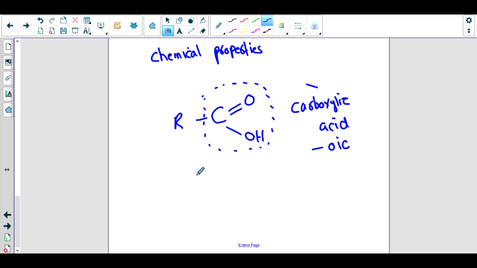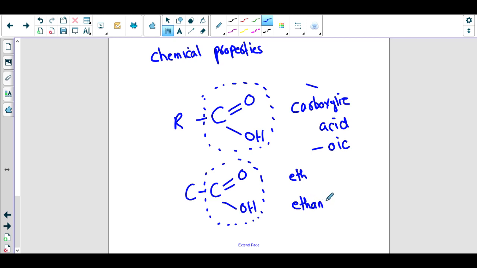For example, it's a 2 carbon compound: carbon bonded with carbon, and you have a double bond with O and single bond with OH. You want to identify where the functional group is. This is the functional group. This is the carboxylic acid family. So 2 carbon is called eth. So how do we name carboxylic acid? We'd say it is ethanoic acid. Similarly, if it is 3 carbon, you can say it's propanoic acid. 4 carbon, you can say it's butanoic acid, and we can continue like this.